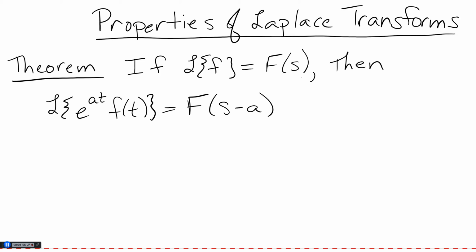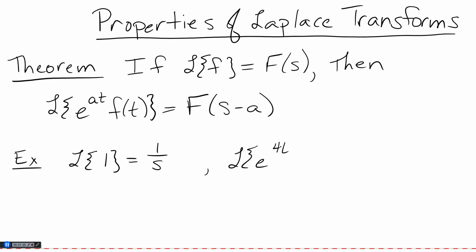And so let's think about this. In the table, I know the Laplace transform of 1 is 1 over s. And so what happens now if I multiply that by e to the 4t? Well, according to the theorem above, I would just replace s with s minus 4, and that's actually the Laplace transform in the table for the Laplace of e to the 4t. And so you can kind of see how that's related.